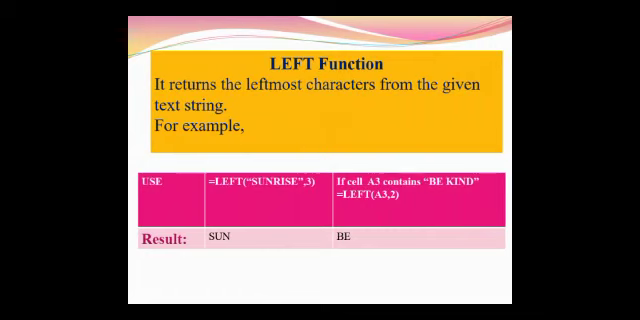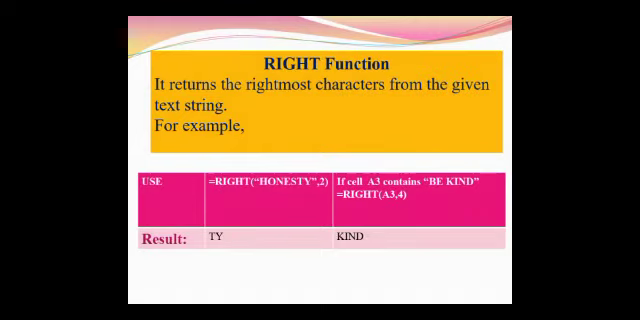And if cell A3 contains be kind, I have written equal to left in bracket A3 comma 2. So 2 characters from the left hand side will be counted and given as the result. They are BE. Similarly, we have right function, which returns the rightmost characters from the given text string.